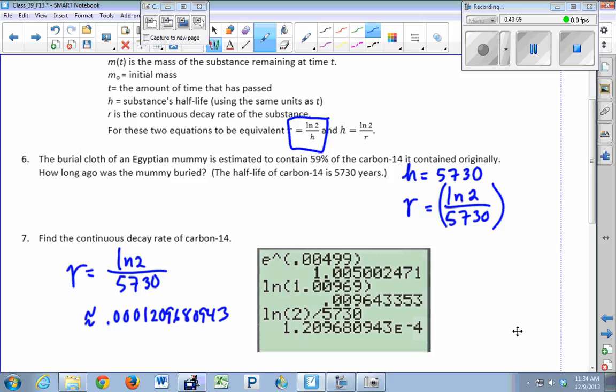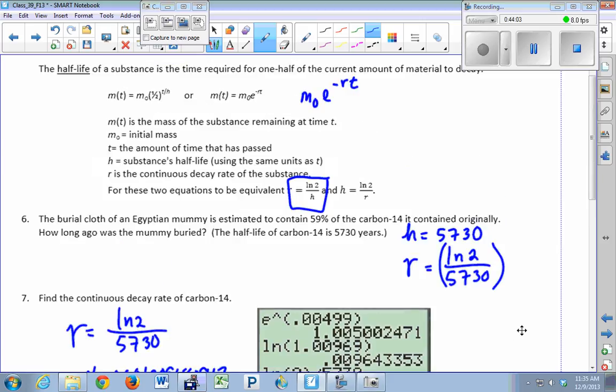Okay, so let's figure out how long ago this thing was buried. So again, we can use either one of these. Let's use the first formula. Here's the tricky part. What is the value of m of t, which is the mass of the substance remaining at time t? So we're trying to figure out how much of this mass is left. Well, m sub naught is the original amount. So how much is left at time t when it's discovered?